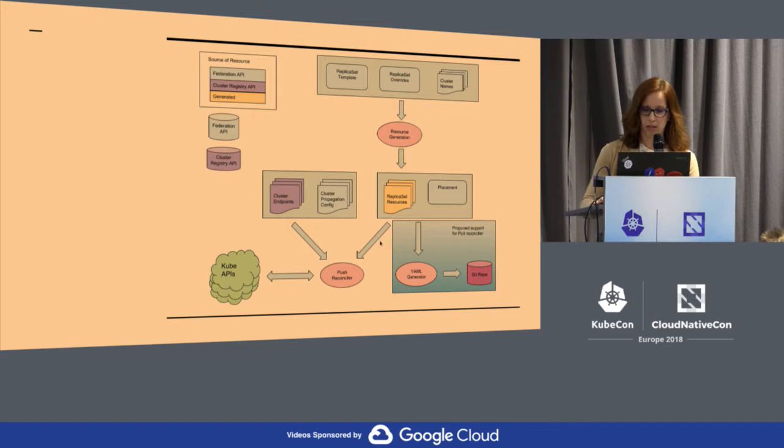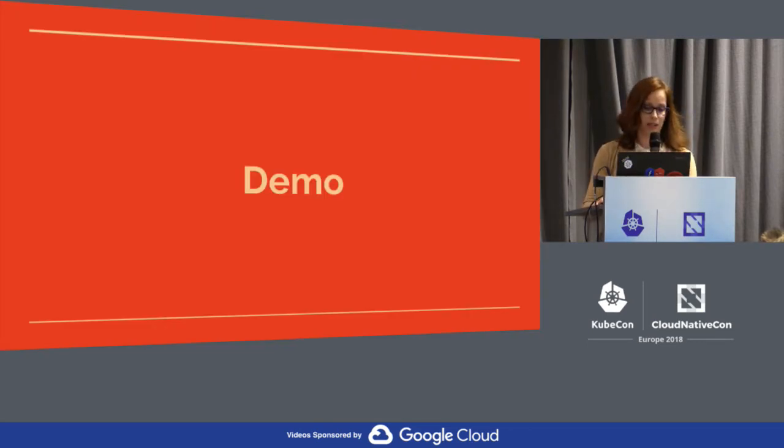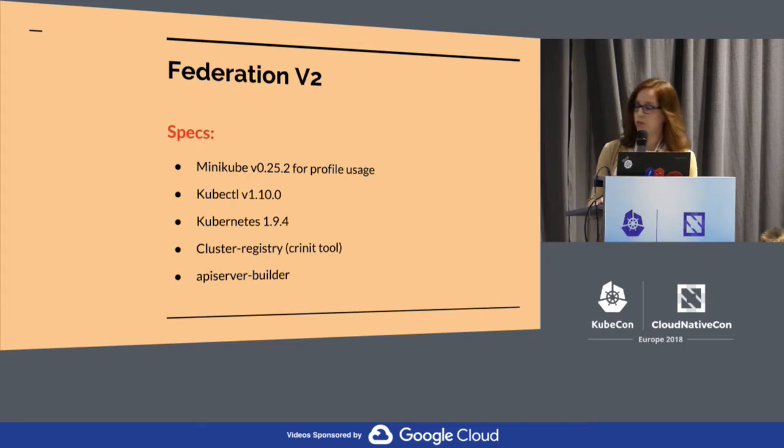I think that's mostly the important things to explain. Just before I do the demo, I'm going to make a little point about the specs that I'm using. I set up the clusters in advance because it takes quite a while, about 10 minutes, so I didn't want to subject you to that. I'm using Minikube for this demo. The version is 25.2 so that I could use the profiles. I have a cluster in US East and US West. And I'm using kubectl version 1.10, Kubernetes version 1.9.4, the cluster registry, the crinit tool, and API server builder, which actually brings up the federation.